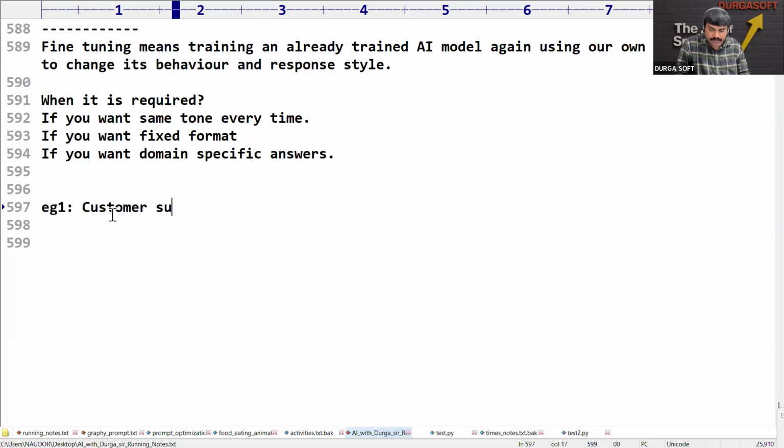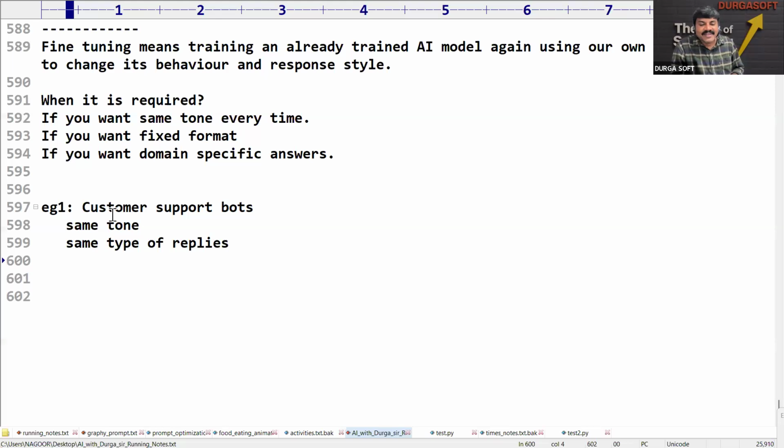so can I expect same tone always? Do I respond same polite tone always? Customer support bots, same tone, yes sir. Same type of replies, it should not be changed. Next, the company approved language only it has to use. Okay, like that. So if it is the customer support bot, same tone must be required, same type of replies must be required, company approved language only the response should contain like that.